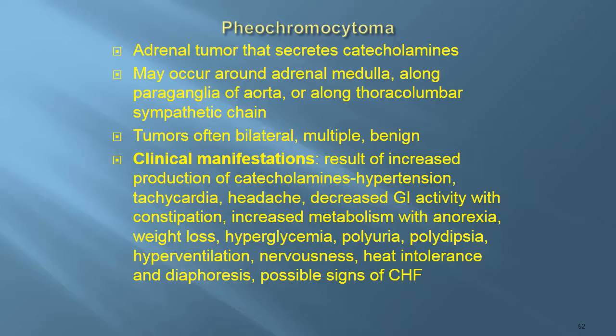Clinical manifestations are the result of the increased production of catecholamines. So you would see hypertension, tachycardia, headache, decreased GI activity with constipation, increased metabolism with anorexia, weight loss, hyperglycemia, polyuria, polydipsia, hyperventilation, nervousness, heat intolerance and diaphoresis, and possible signs of CHF.